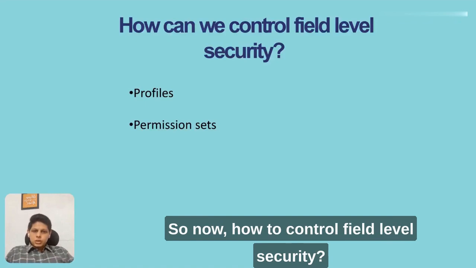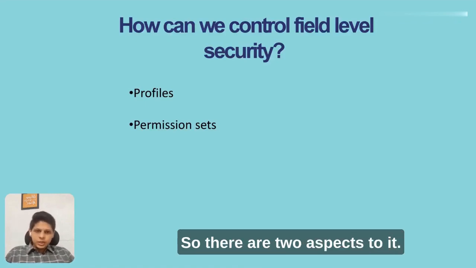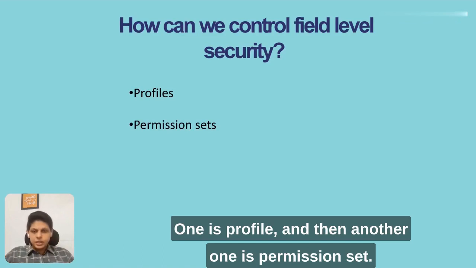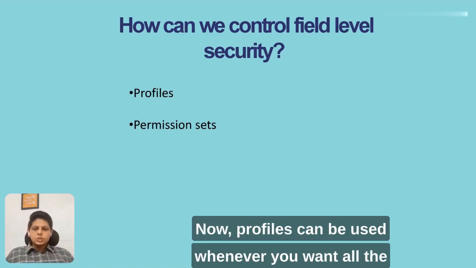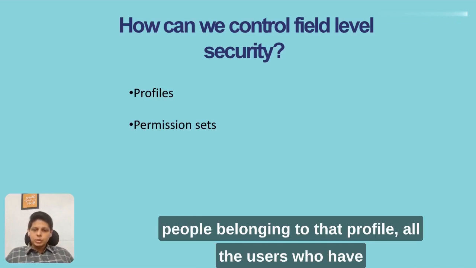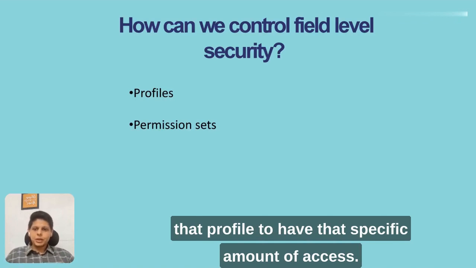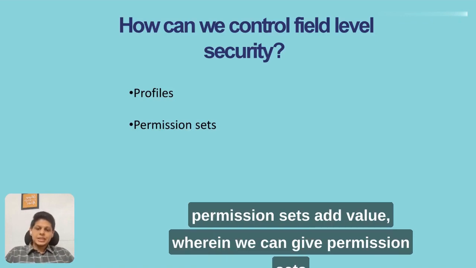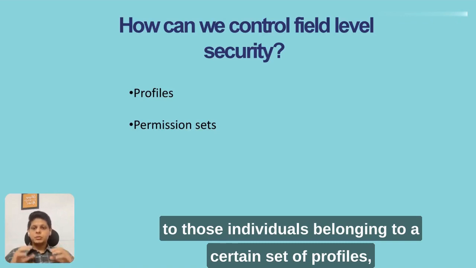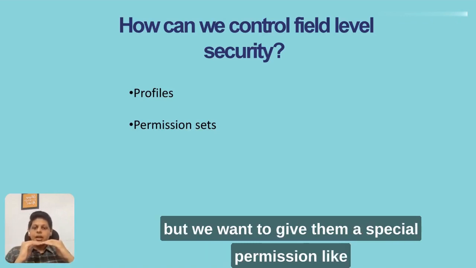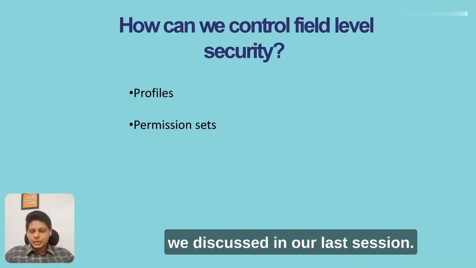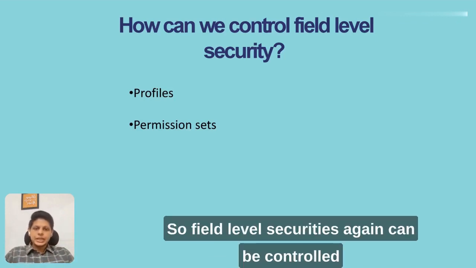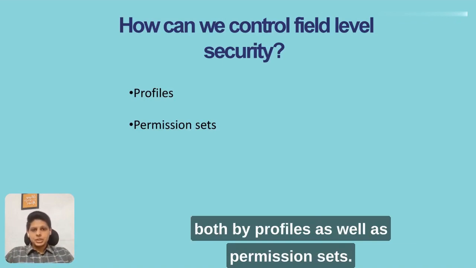Now, how to control field level security? There are two aspects to it: one is profile and the other is permission set. Profiles can be used whenever you want all the users who have that profile to have that specific amount of access. But in today's session, we'll also be talking about where permission sets add value, wherein we can give permission sets to those individuals belonging to a certain set of profiles, but we want to give them a special permission, like we discussed in our last session. So field level security can be controlled both by profiles as well as permission sets.